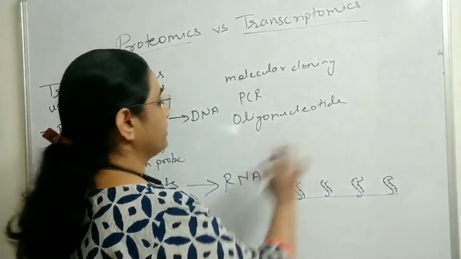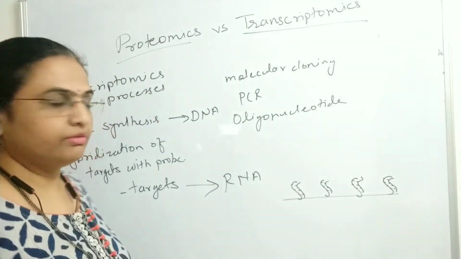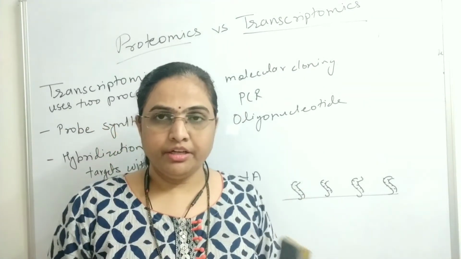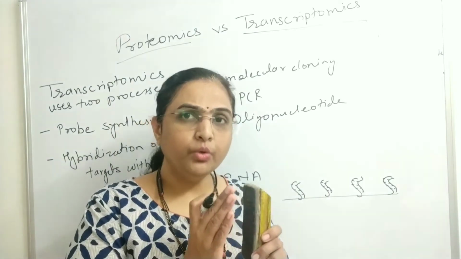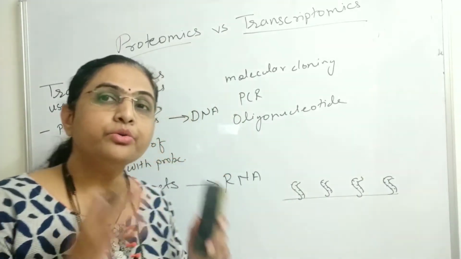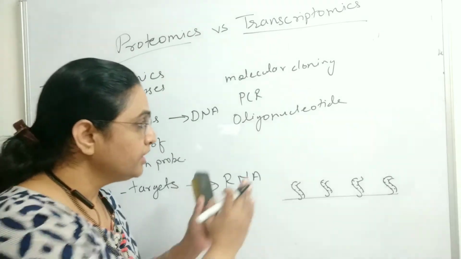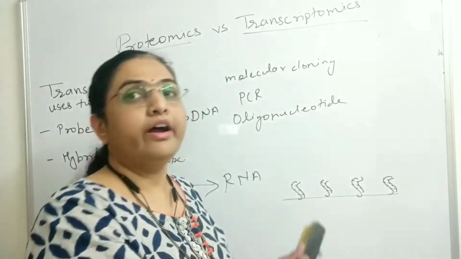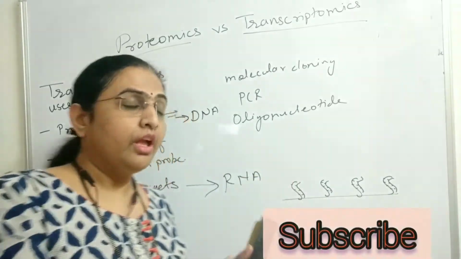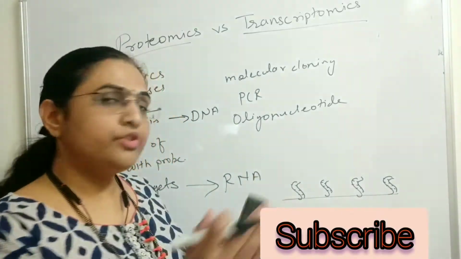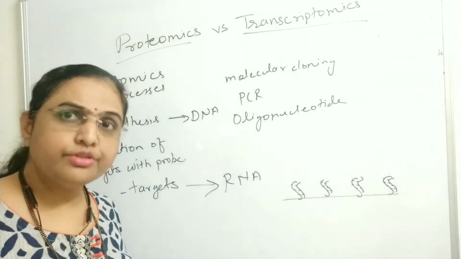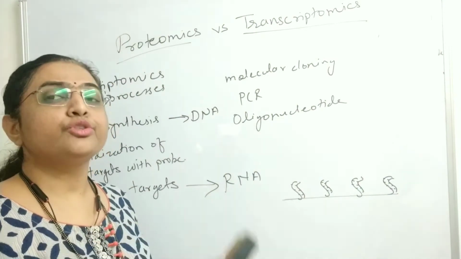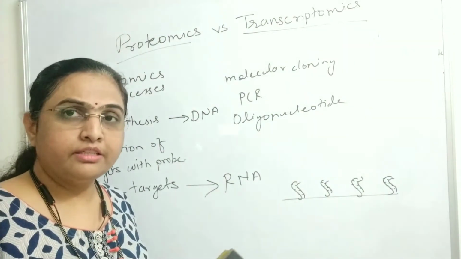So there will be hybridization of the targets with the probe, and you have to focus on the bond: it is only one bond, and that bond is a hydrogen bond. On the gene chip there are thousands of probes, and those thousands of probes are going to be detected by the targets.